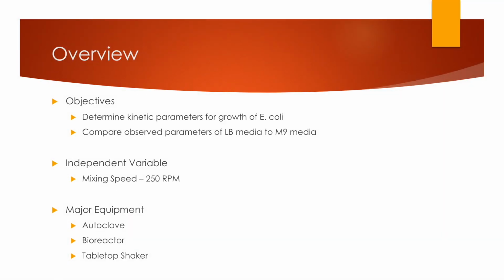The main objectives of this experiment are to determine kinetic parameters for the growth of E. coli in LB and M9 media. M9 media uses minimal amounts of salts and nutrients, while LB media is richer in nutrients. Experimental data will be given to us for M9 media. The two main parameters we are interested in are the maximum growth rate and Monod constant. We will then compare the maximum growth rate for each media.